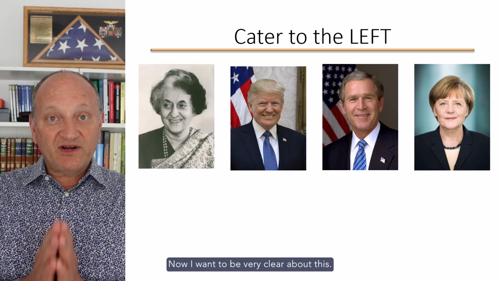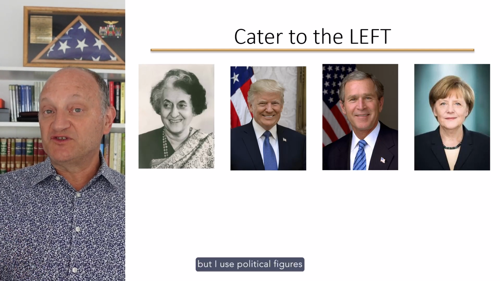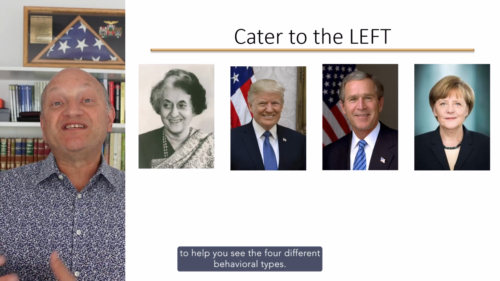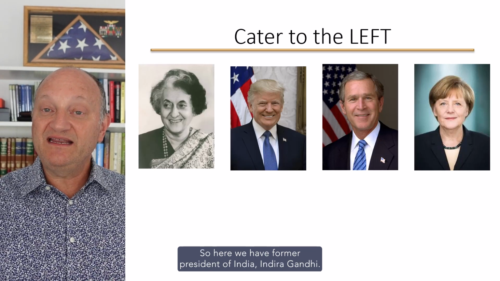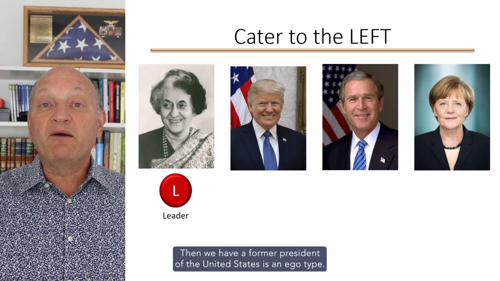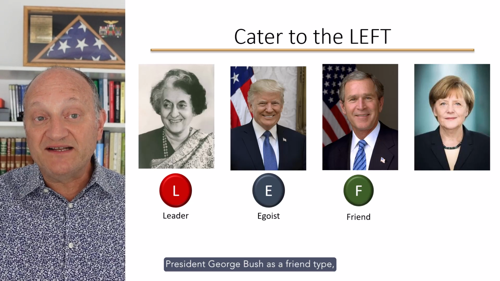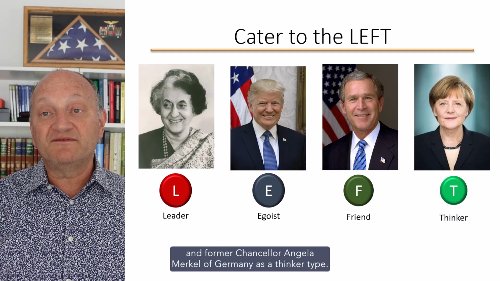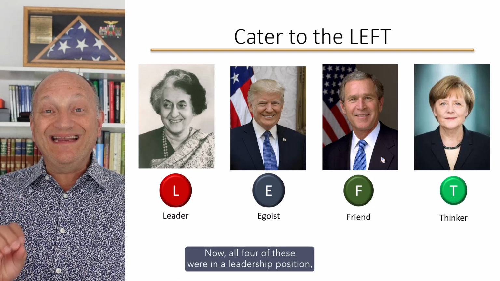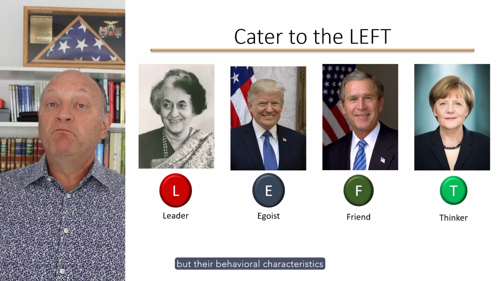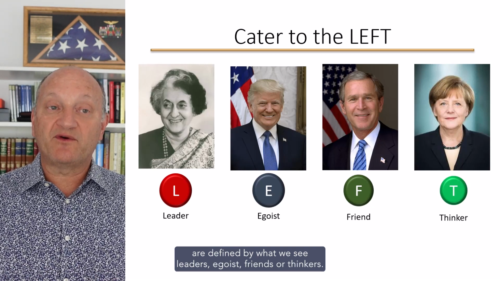Now, I want to be very clear about this. Catering to the Left is not about politics, but I use political figures to help you see the 4 different behavioral types. So here we have former Prime Minister of India, Indira Gandhi. She is what's called a leader type. Then we have a former President of the United States as an ego type, President George Bush as a friend type, and former Chancellor Angela Merkel of Germany as a thinker type. That's where I get catering to the left. Now, all 4 of these were in a leadership position, but their behavioral characteristics are defined by what we see: leaders, egoists, friends, or thinkers.